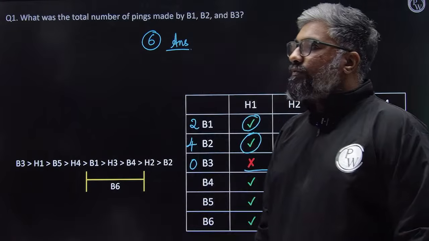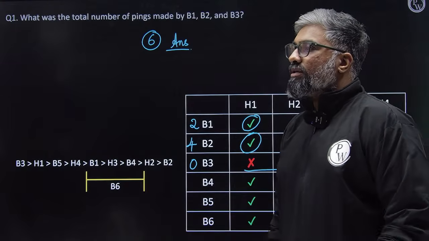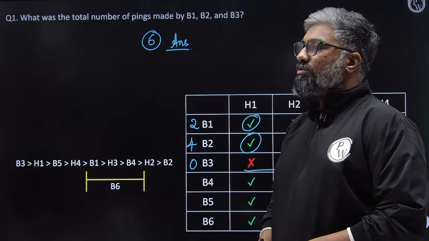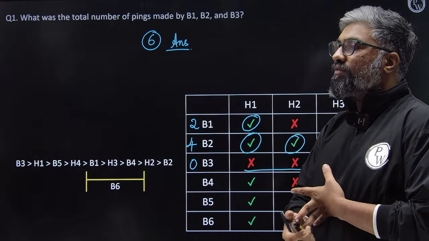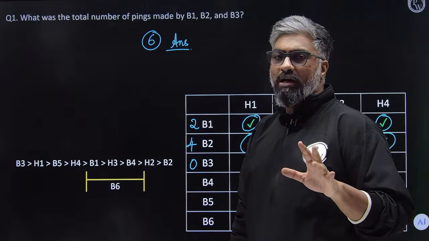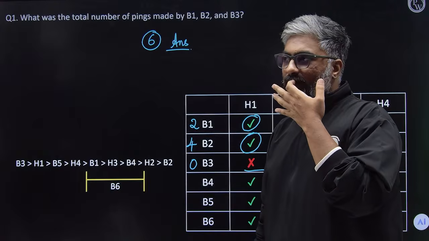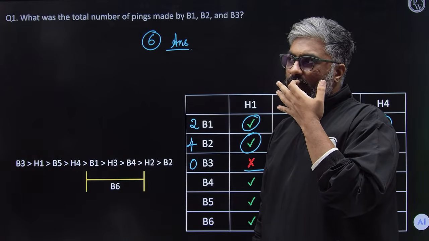Sir, I'm unable to figure out where to use this method. Can you please tell a simple trick where I can use this method without any sort of doubt? Which method are you asking about, Sangram? Cross hatching? Tick and cross you are asking about?